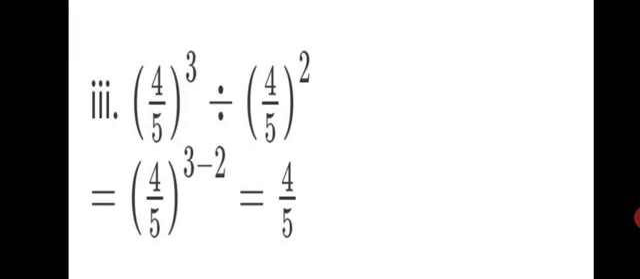Third sum. 4 upon 5 raised to 3 divided by 4 upon 5 raised to 2. Now 4 upon 5 is our base. We write it. And then we subtract the index. 3 minus 2 is 1. So the final answer is 4 upon 5. Raised to 1 you can write, or you can simply keep it as 4 upon 5. It's one and the same.